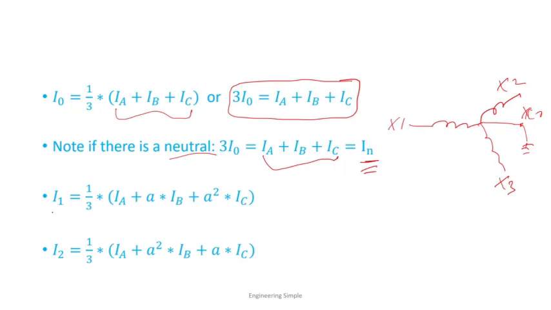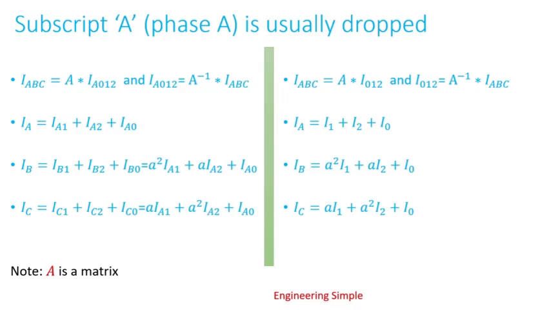And then you can write I1, I2 basically. So this is just kind of a quick summary. Typically the subscript A, phase A, is usually dropped, but just keep in mind that zero sequence, positive, negative, they refer to phase A. So the phase currents, this is a vector basically, is equal to matrix A times the vector of sequence currents. So you see here I showed phase A because those are with respect to phase A.